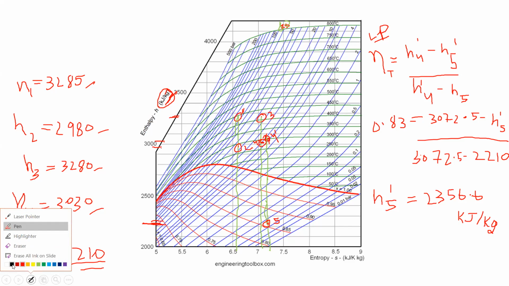If suppose I want to draw an HS diagram here, that line may follow like this. This is the representation of your cycle in the HS diagram. Here I have found all the enthalpies up to the turbine work.